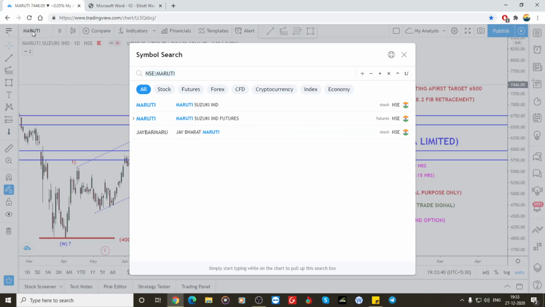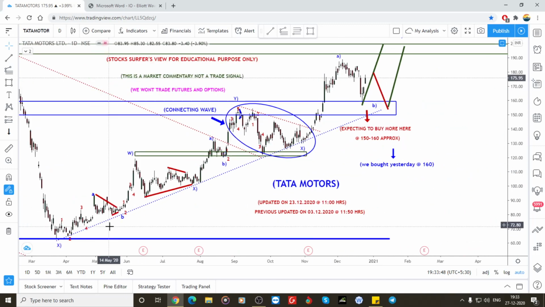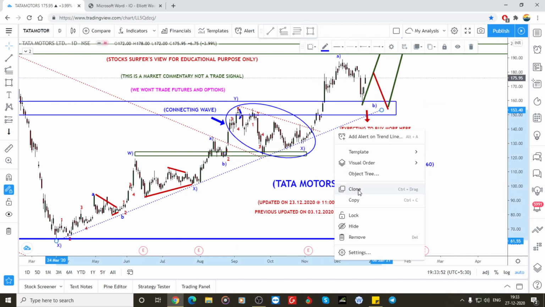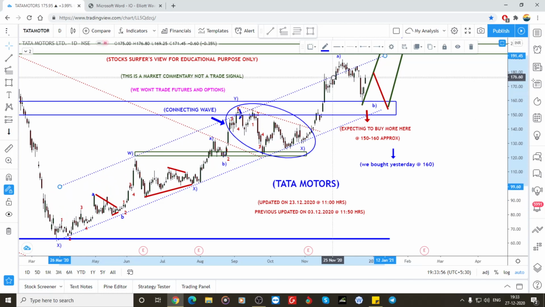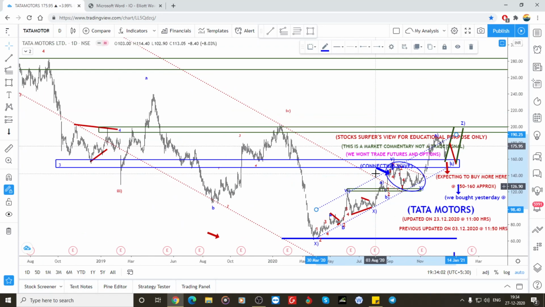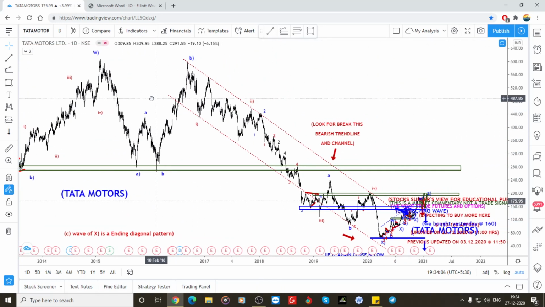So something in Tata Motors, and now it is in the perfect trend line, and I didn't draw the channel. Let's see. Yes, it is doing well. So within this channel, and here is one bigger channel in the downward bearish.